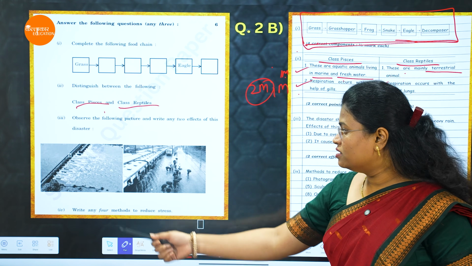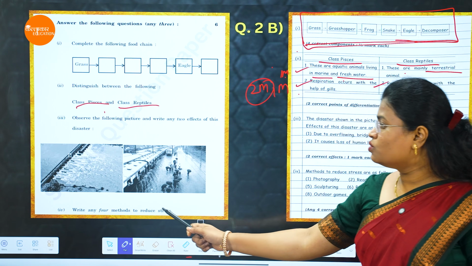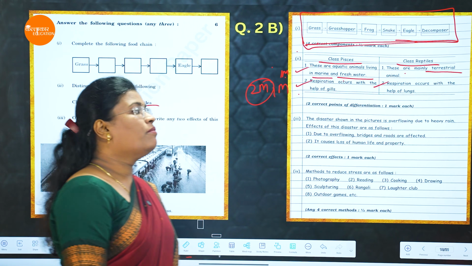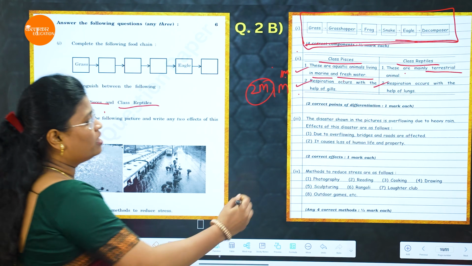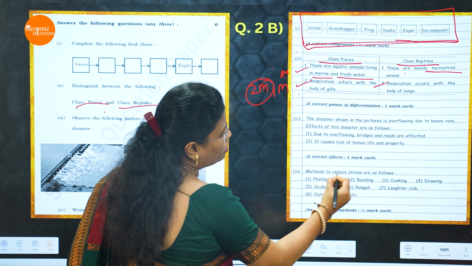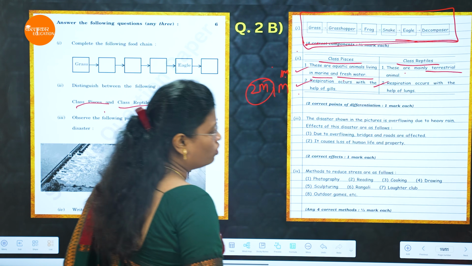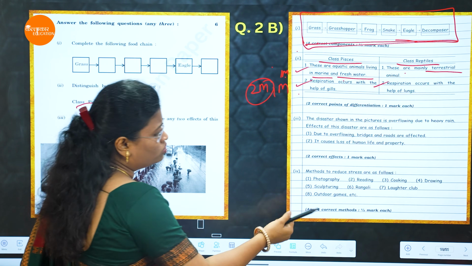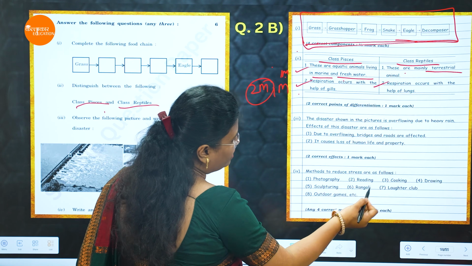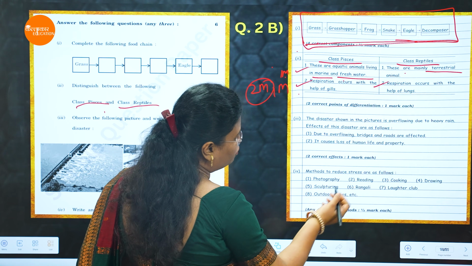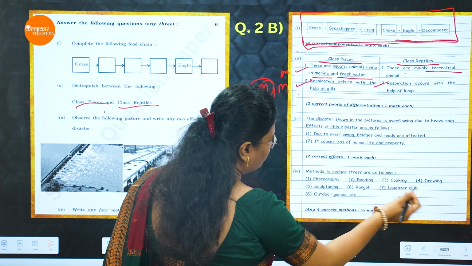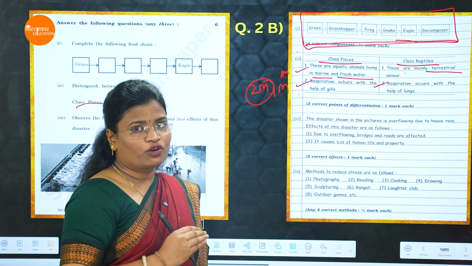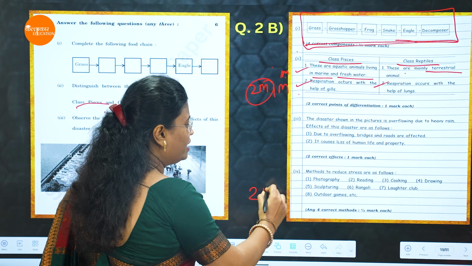Fourth question is, write any 4 methods to reduce the stress. So here you have to write what will be the method to reduce the stress. Let's see the answer. Methods to reduce the stress are as follows. You can write any of the methods according to your choice. So what will be? Photography, reading, cooking, drawing, sculpturing, rangoli, laughter club, outdoor games, like this. You can write any 4 methods, and for that you will get 2 marks.